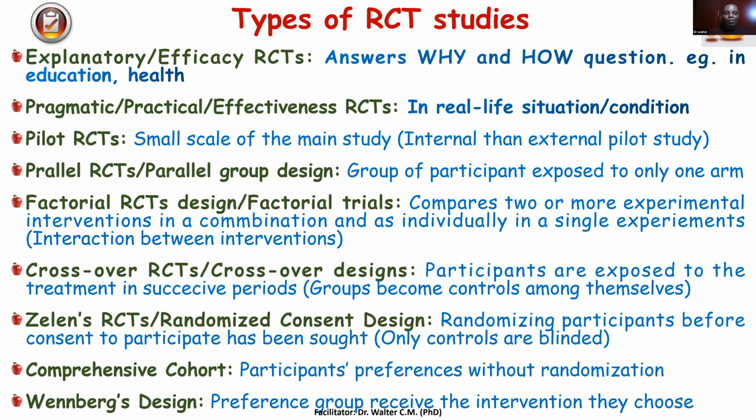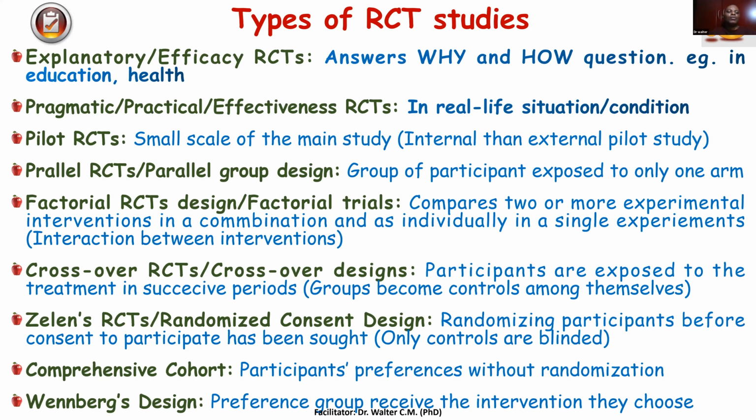And then if it is effective, you go now to the main randomized controlled trial. This one is called pilot randomized controlled trial. But we have parallel randomized controlled trial or parallel group design, where participants are exposed to only one arm. So you have control and intervention. If interventions are two, that means intervention group, intervention, and then they are all intervened in parallel.